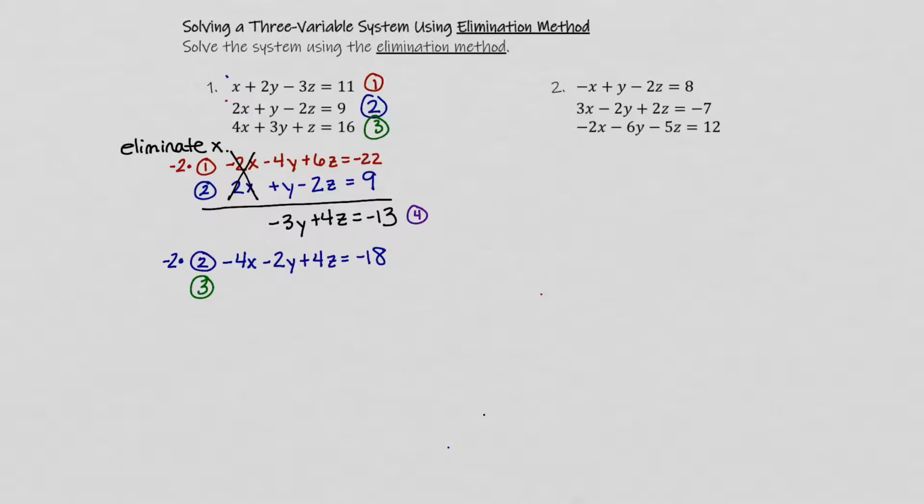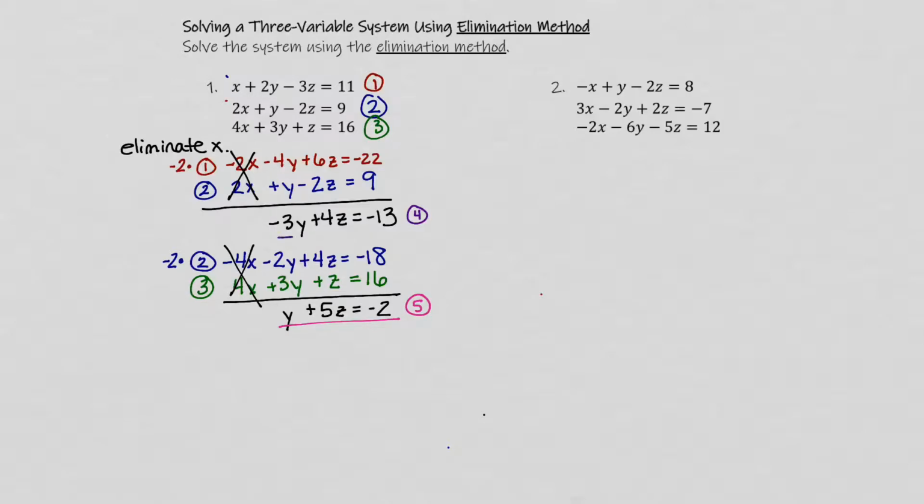And then I'm just going to write that 3rd equation, leaving it all the same. So 4x plus 3y plus z equals 16. Now when I add those up, my x's are eliminated. They add up to 0. I add up my y's. I get a positive 1y plus 5z equals a negative 2. All right, and so now I'm going to number this equation 5. So now I have equation 5.